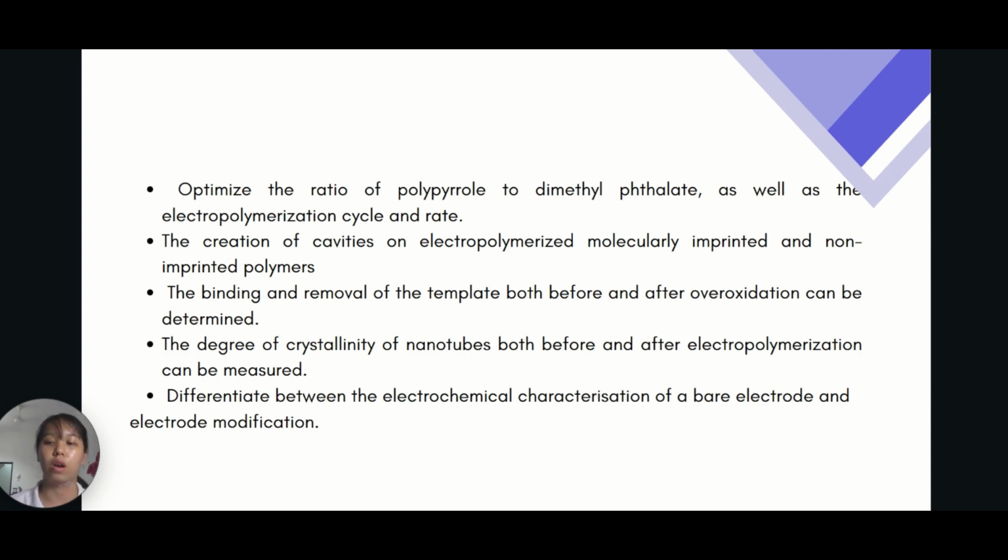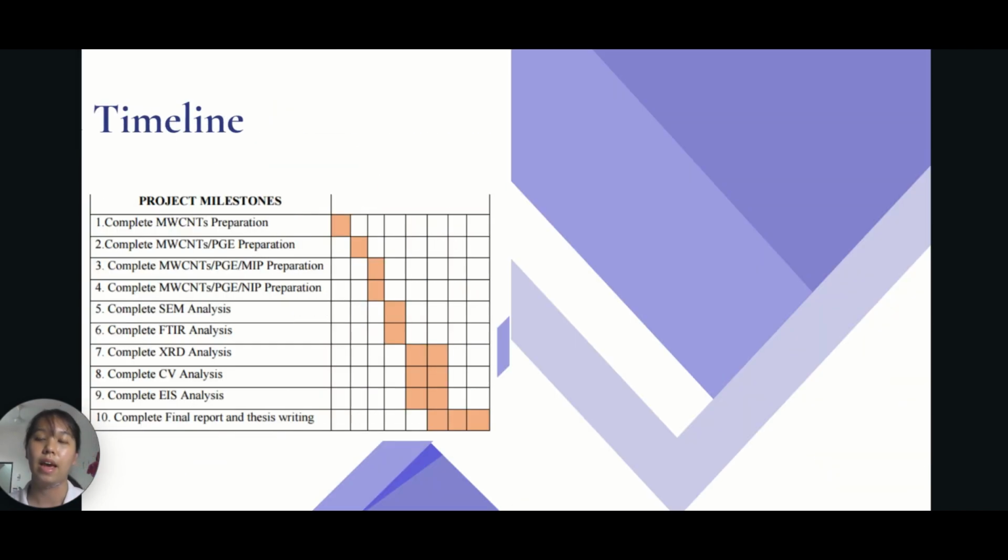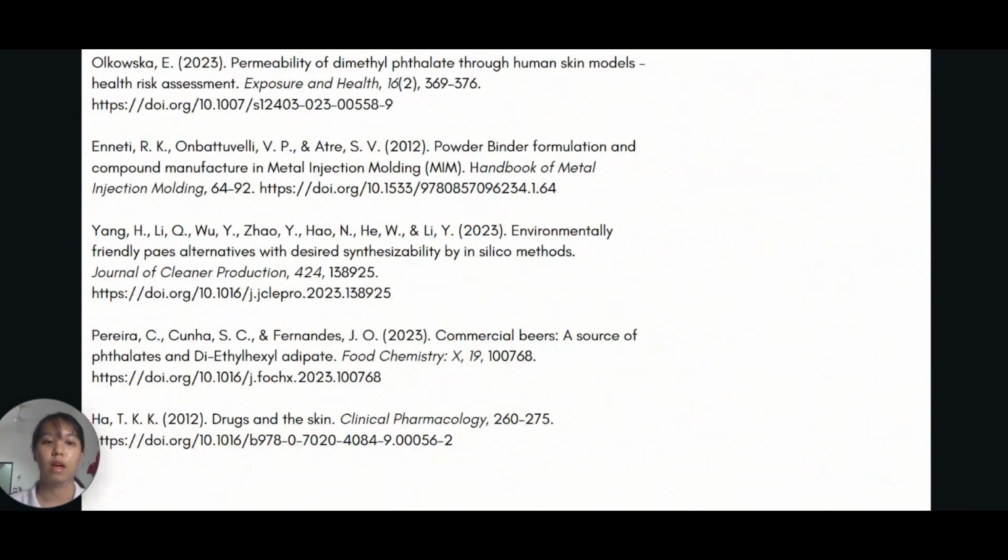The degree of crystallinity of the nanotube both before and after electropolymerization can be measured, and also differentiate between the bare electrode and the modified electrode. This is a flow chart, and after that, the proposed timeline, and this is the reference. After that, thank you.